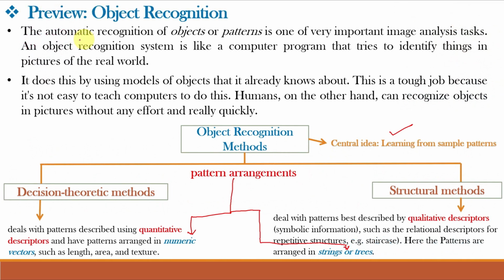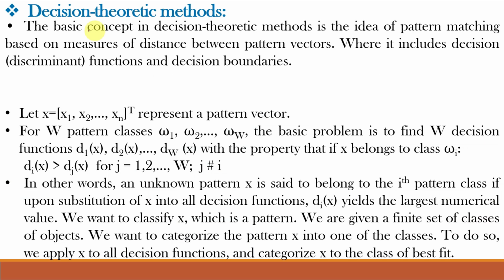This is the slide that we studied in our previous video class. In object recognition, automatically the things are identified from the picture, and we know that it can be done using two methods: decision theoretic methods, which is also called quantitative descriptor, which we are learning currently, and the other method is the structural method. The basic concept in decision theoretic methods is the idea of pattern matching based on measures of distance between pattern vectors, where it includes decision or discriminant functions and decision boundaries.